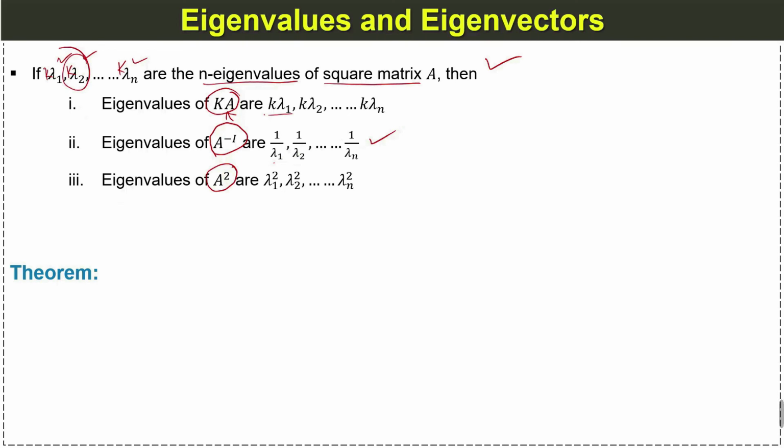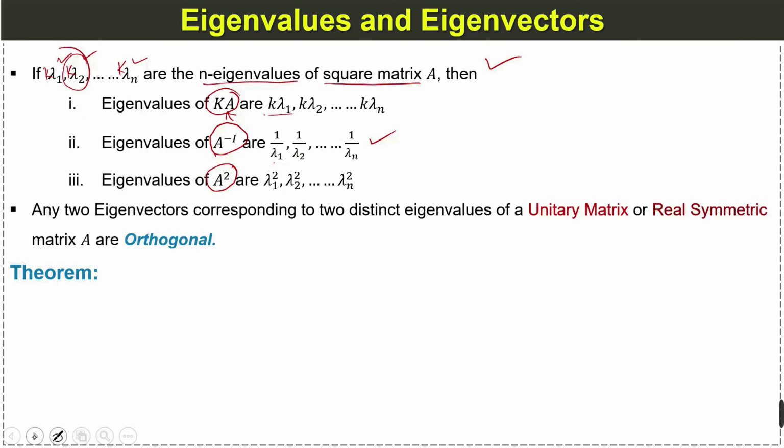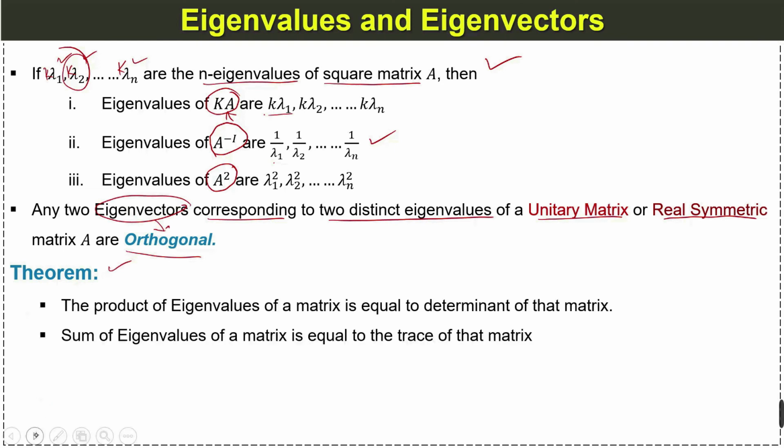Next, any two eigenvectors corresponding to two distinct eigenvalues of a unitary matrix or a real symmetric matrix A are orthogonal.